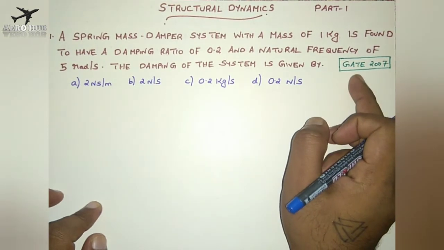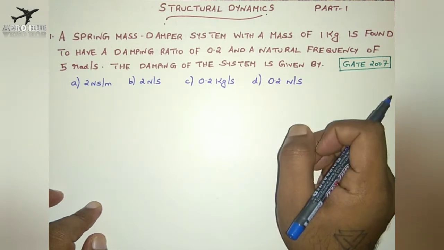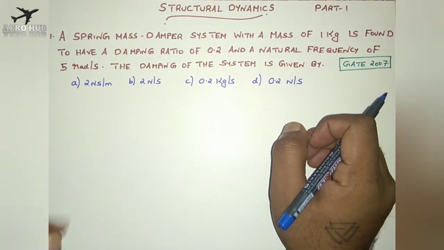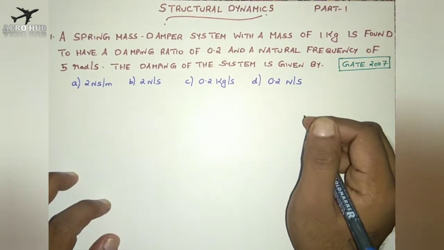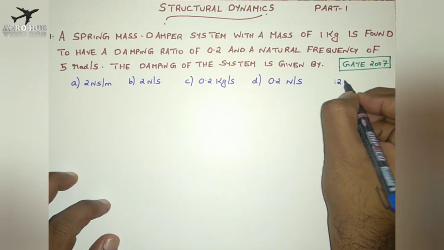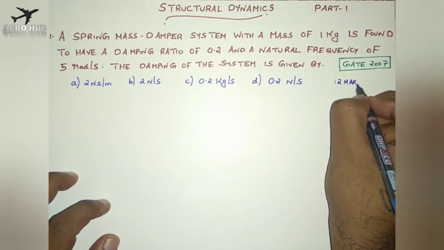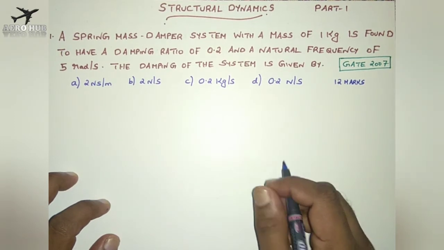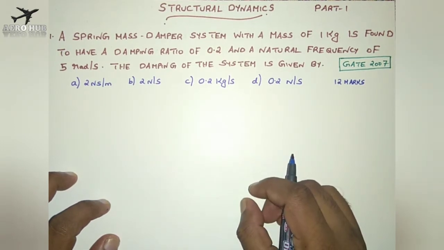This was asked in GATE 2007, and in GATE 2007, out of 150, 12 marks were asked for structural dynamics. I repeat, in GATE 2007, out of 150, 12 marks were asked from structural dynamics or vibrations. So we have to find out the value of damping.